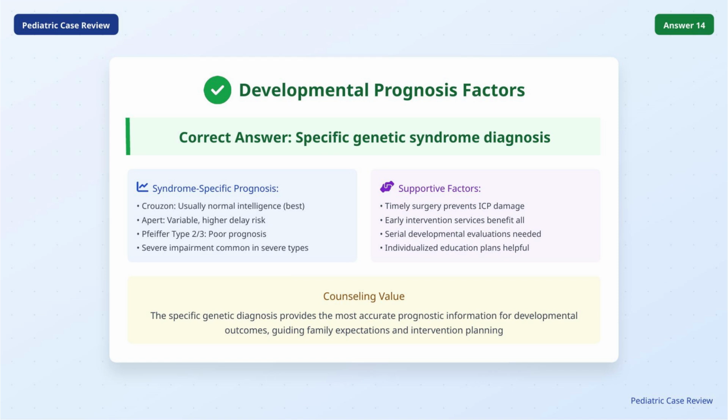Prezone syndrome patients usually demonstrate normal intelligence with the best developmental prognosis. Apert syndrome shows variable outcomes with higher developmental delay risk. Pfeiffer syndrome types 2 and 3 carry poor prognosis with severe impairment. Timely surgical intervention prevents intracranial pressure-related damage, while early intervention services benefit all patients.